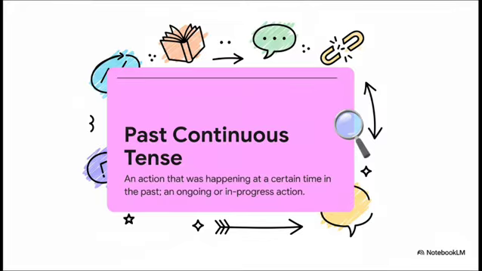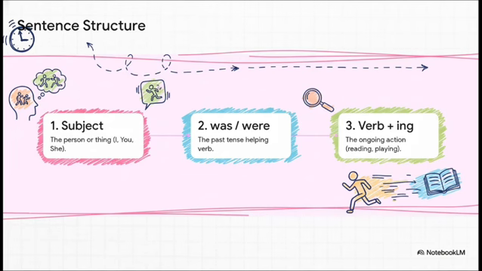Think of it like you're watching a movie and you hit the pause button. You're looking at a single frame of an ongoing scene. And you know the best part? Putting this tense together is super easy. It's like a simple recipe with just 3 ingredients. First, you've got your subject, like I or they. Then you add a helping verb, either was or were. And finally, you just tack on ing onto your main verb.